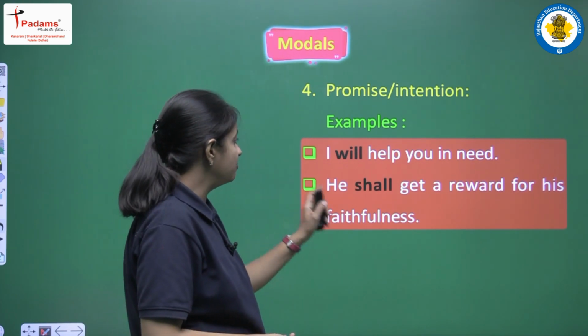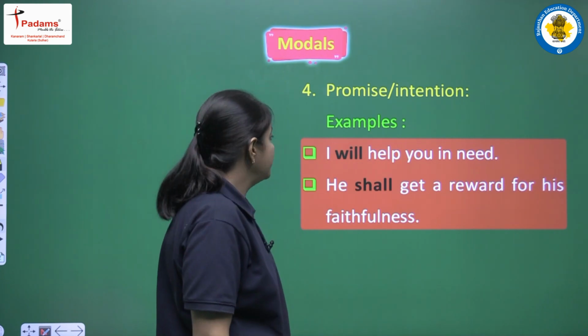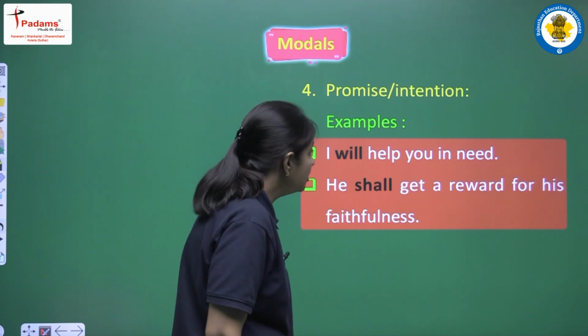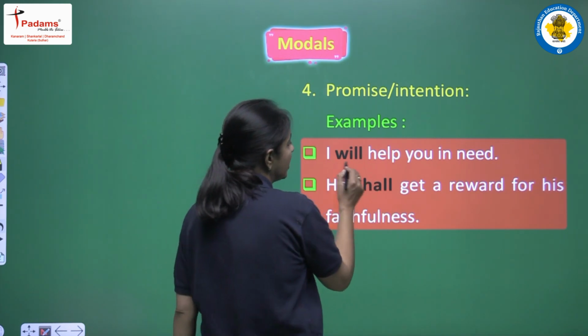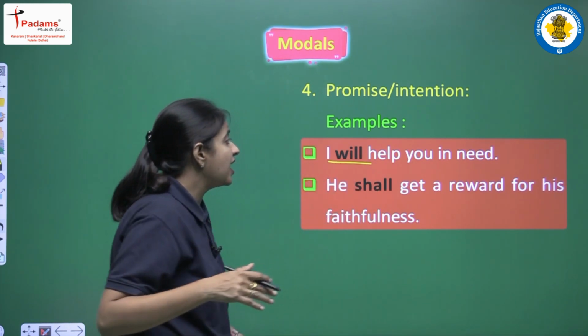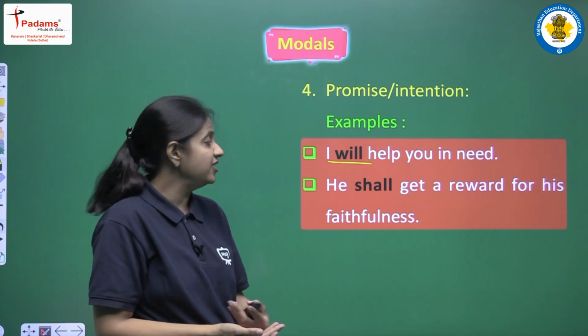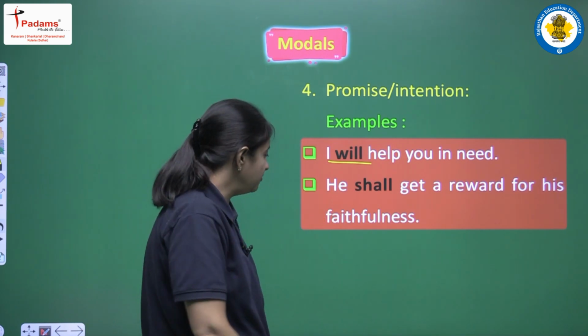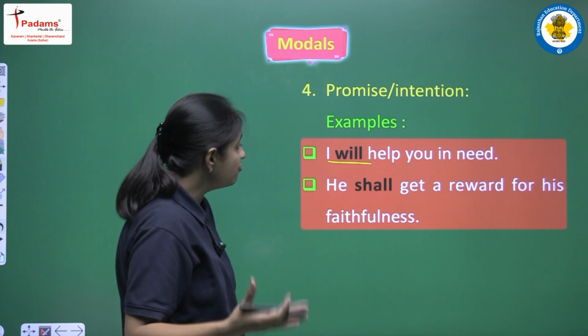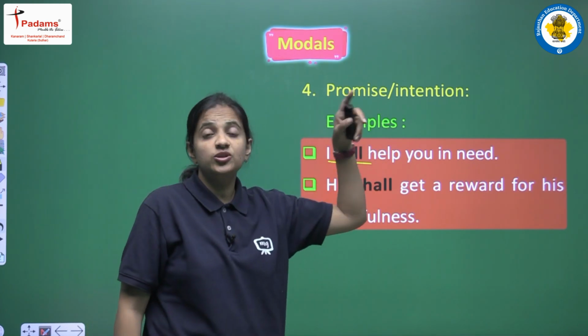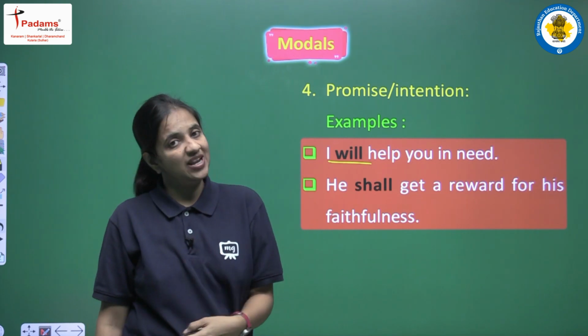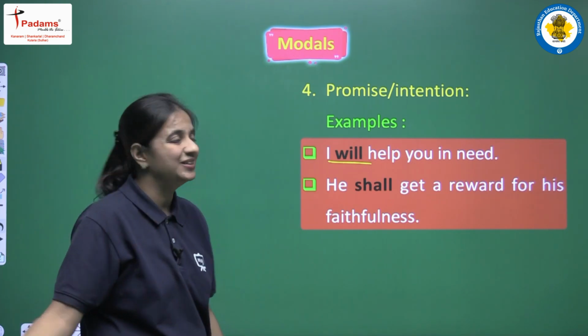So let's read the examples. I will help you in need, he shall get a reward for his faithfulness. So here we are doing a kind of promise. We are saying that I will help you in need, right? And here also we are saying that he shall get a reward for his faithfulness. So to show promise, to show intentions, we can use will and shall as modals.